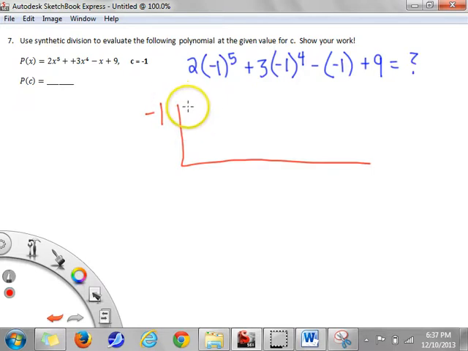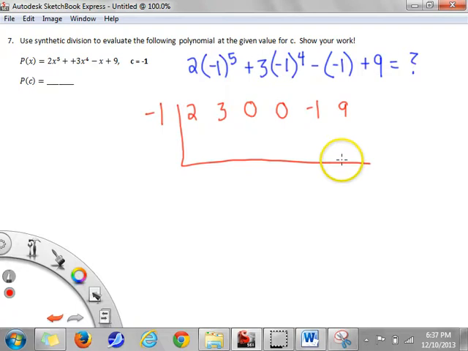So we've got 2x to the 5th, 3x to the 4th. There are no x to the 3rds, no x squareds, and I know a lot of people on the test forgot to put those zeros in there. -1 x's, and then a constant of 9.